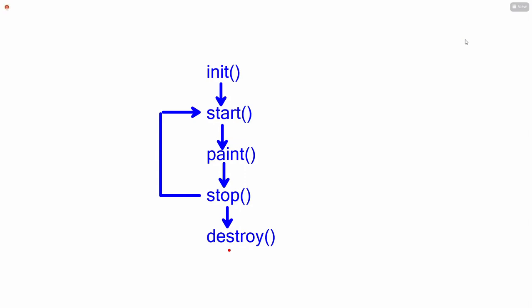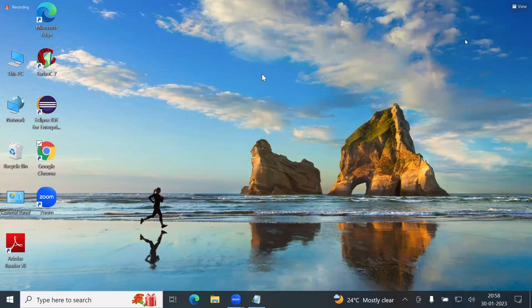Here, how many times is the init method called? Only one time, that is loading time. How many times is destroy called? Only one time, while closing. Start, paint, stop are called many times, depending upon your activation and deactivation. Okay, this is the applet side. The differences are not completed. Tomorrow I'll continue with the servlet points. Tomorrow onwards it is programming related.